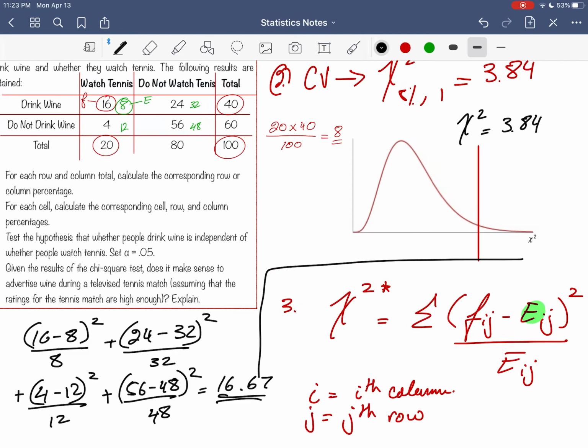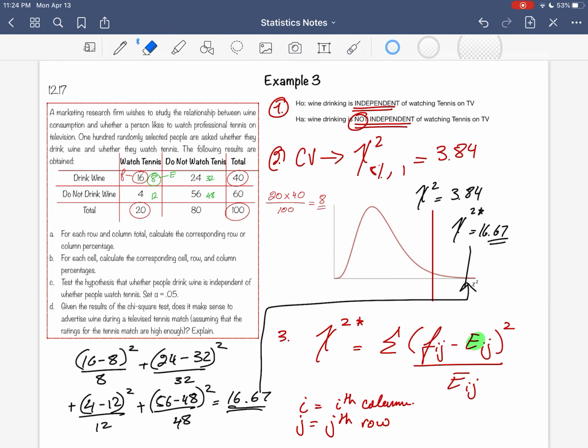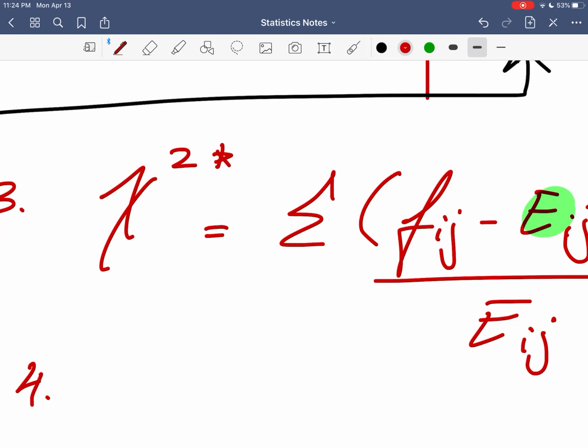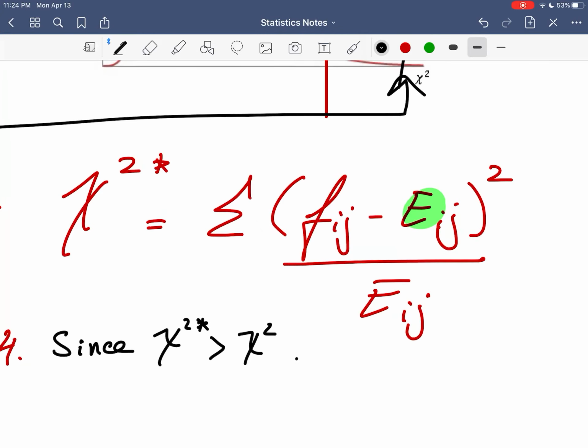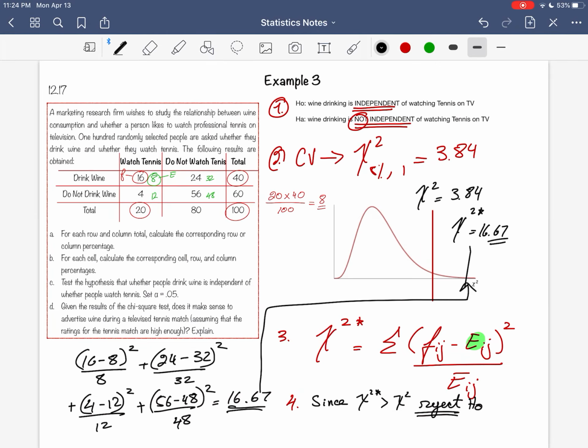Take that, place it on the distribution. And so now you know what the conclusion is. Number 4. We reject H0. What are we rejecting? We are rejecting that they are independent of each other.